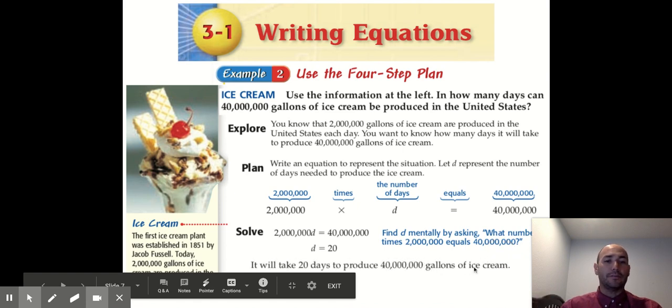Now that we have our answer, we have to examine the answer. What does it actually mean? One way we can examine whether it makes sense is the ice cream produced in one day. I could work it backwards. If I did 2 million times 20, working the problem backwards, that gives me 40 million. So it does work out. That is one method of checking your answer to see if it makes sense. You can work the problem forward, then work it backwards.